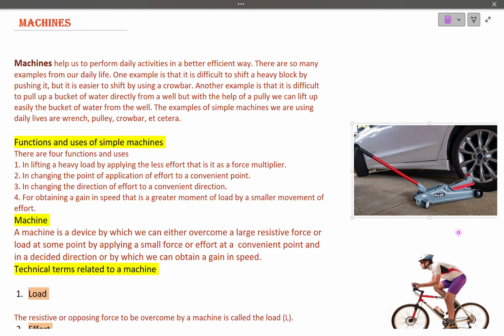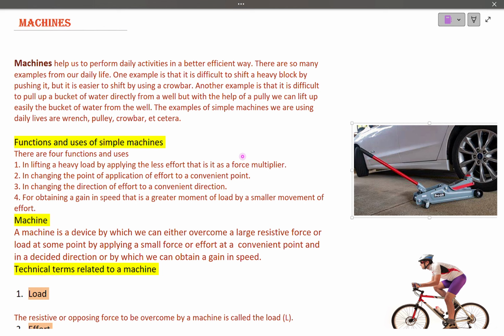In the given figure, in the jack we are applying the force that is called the effort, and that is very small. But we are able to lift up the heavy car. That means the heavy load. So here we applied a small amount of force, or less effort, but we are able to lift up that heavy car. Therefore, we can say the machine here, the jack, acts as a force multiplier.